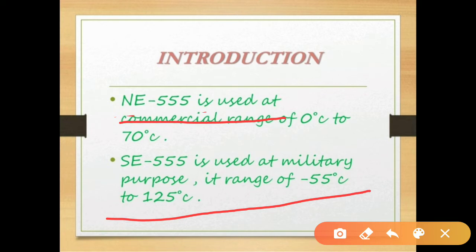SE555 is from once again a different company which has manufactured this type of timer, which is used in military applications, for military purpose. The range of temperature for this type of timer is from minus 55 degrees Celsius to 125 degrees Celsius. So this is the range of the temperature variation. That means your timer IC can withstand a temperature range of minus 55 degrees Celsius to 125 degrees Celsius.